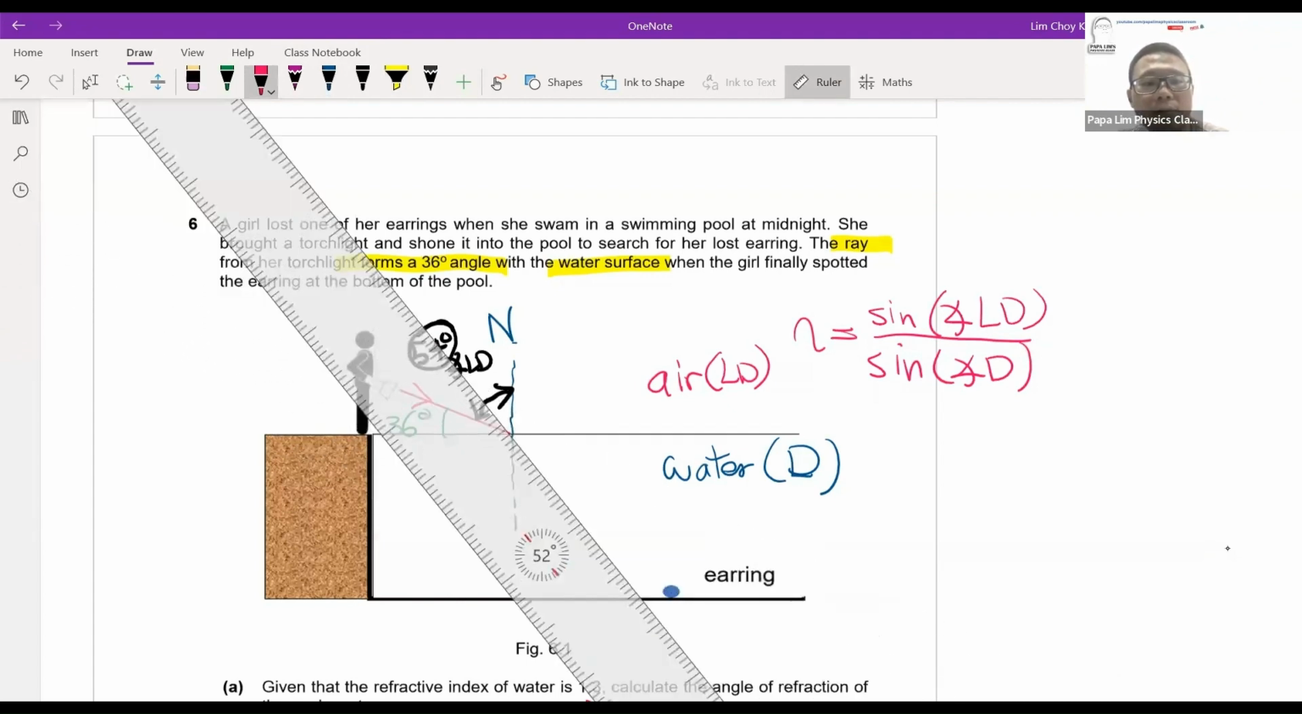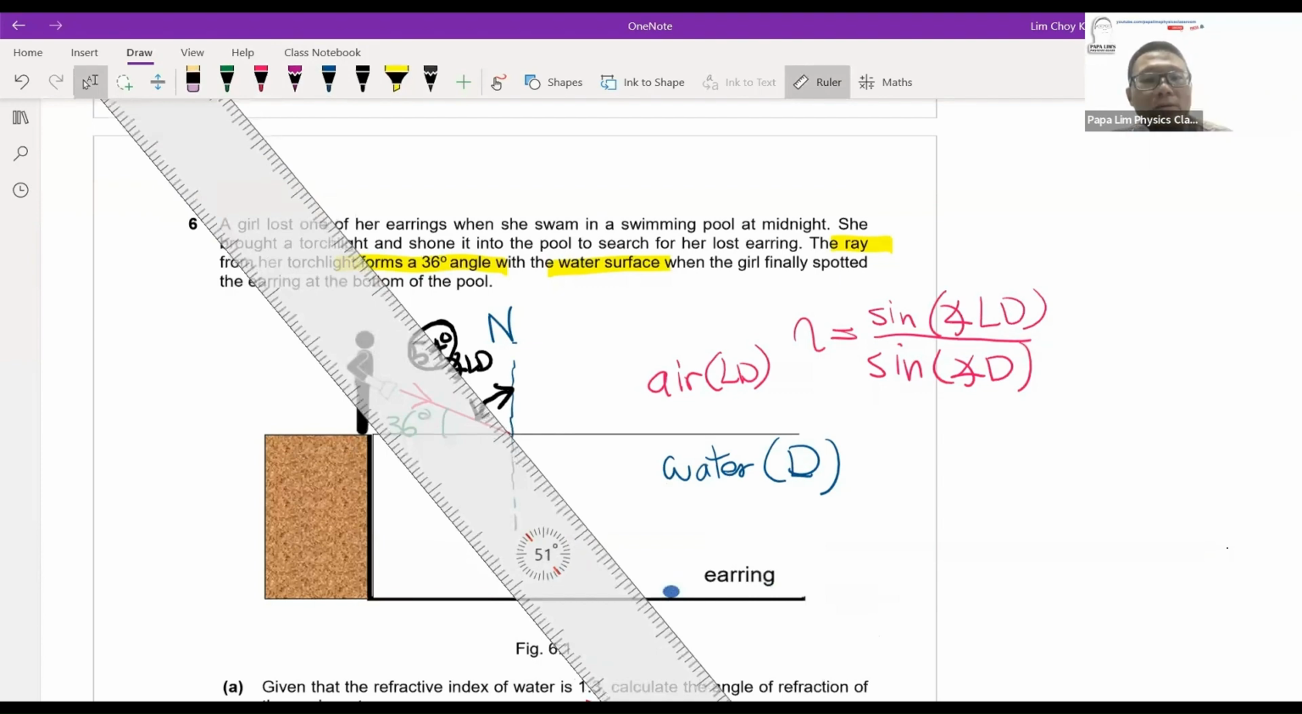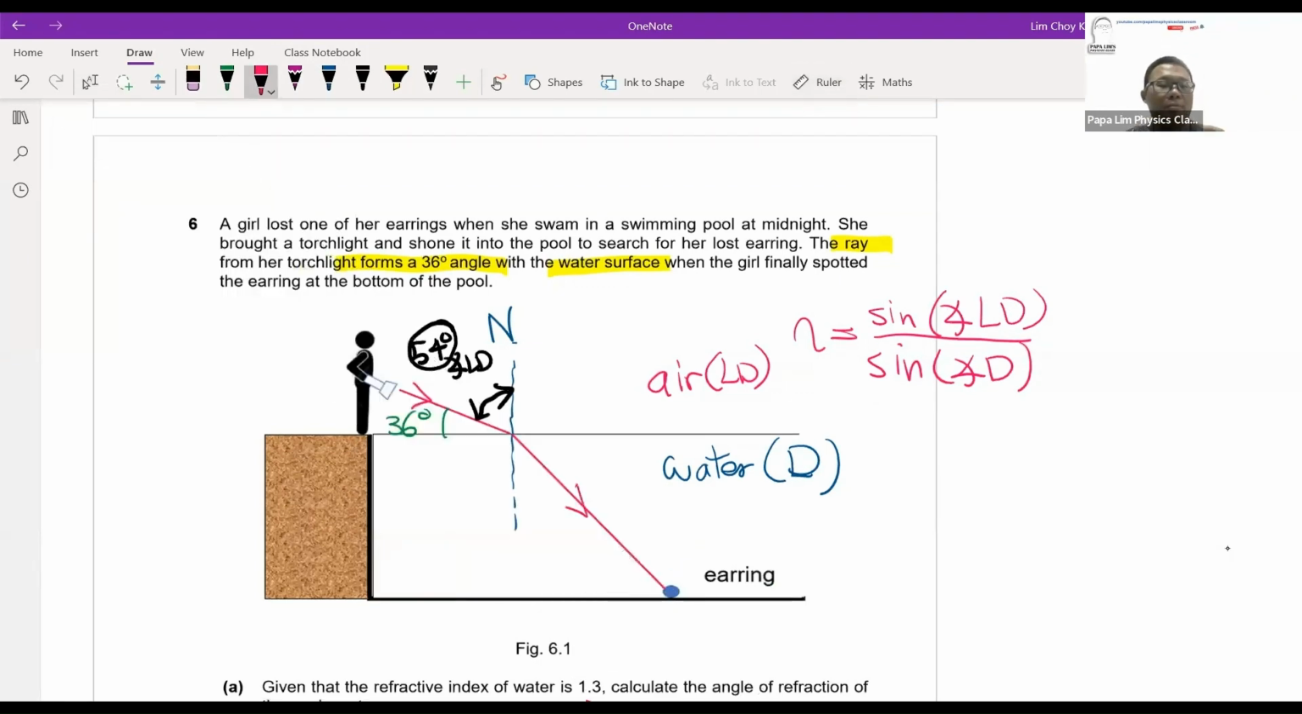So let's say this way, this will be the light ray. Remember, when we're looking at a light ray, the angle is always measured from the normal. So this is the normal, and this is the angle that I'm looking for. This is what we call your angle in the dense medium. Once you have located these angles that you're interested in, all you need to do is substitute the numbers into the formula. Just take note, the refractive index 1.3 is given.